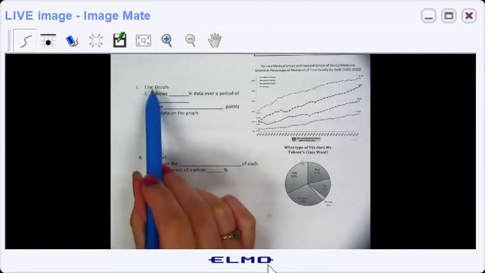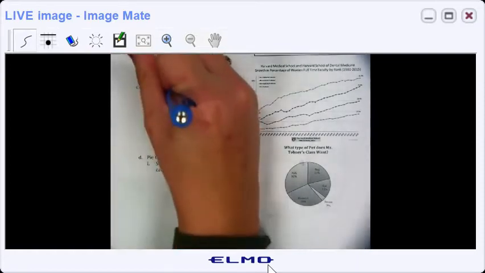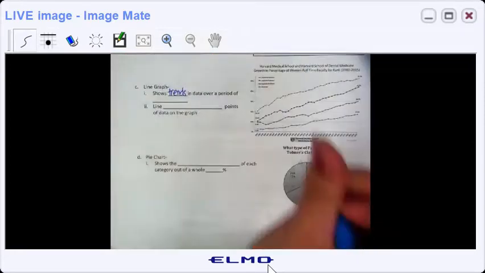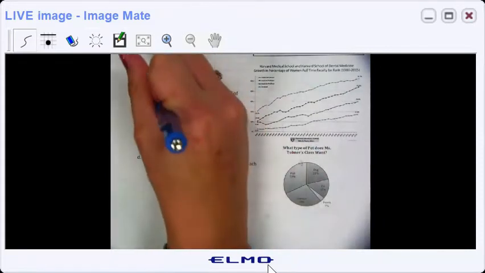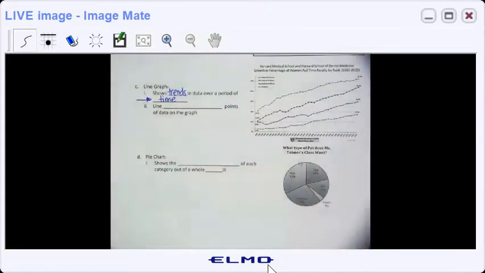So then our next kind is a line graph. It shows the trends in data over a period of time. So that right there is very important. It always has to do with time. It could be years, it could be minutes, it could be months, it could be centuries, whatever it is, it's over a period of time.